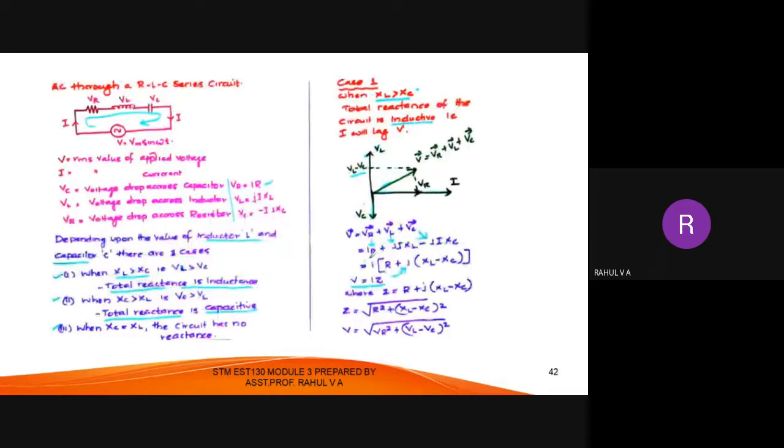The combined effect of R, L and C. We first studied only the resistor, inductor and capacitor. Then we discussed the combination of resistor and capacitor and the combination of resistor and inductor. And finally we are going to learn about the combination of resistor, inductor and capacitor.